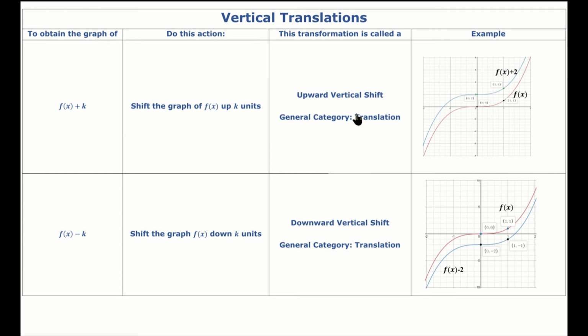And vertical translations, let's say you know the graph of f of x again. To get the graph of this function, f of x plus k, you would just take the graph of f of x and move it k units up. If k is 2, for example, you move it 2 units up. To get the graph of f of x minus k, you take the graph of f of x, move it 2 units down. Again, those are called vertical translations.